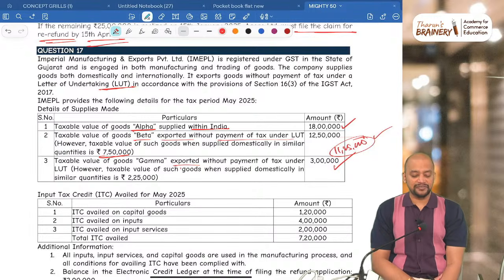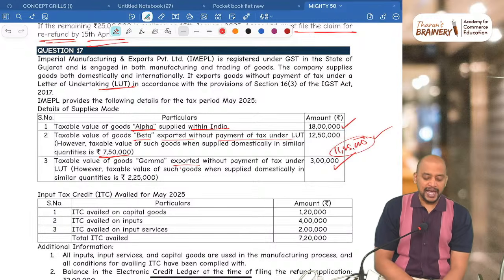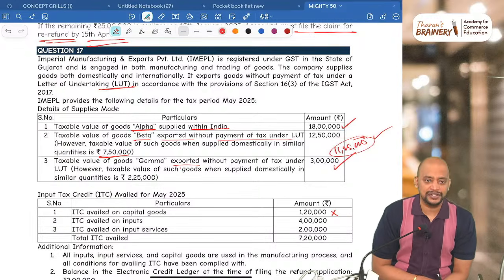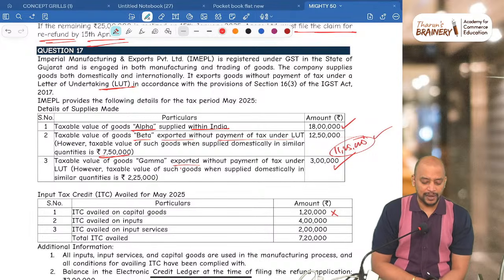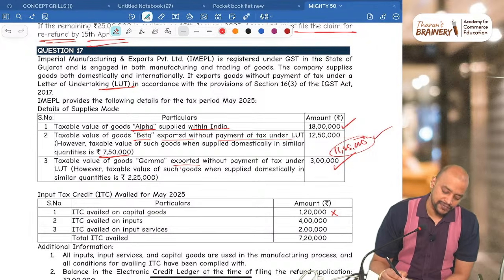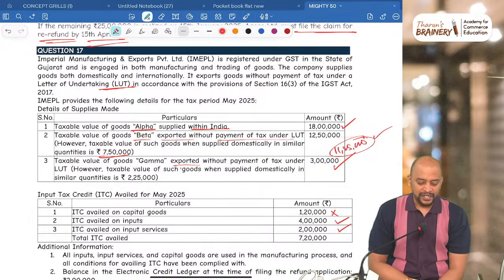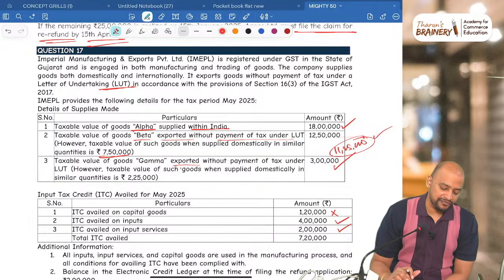Input tax credit availed for May 2025. ITC on capital goods, don't consider, because while computing the refund of unutilized ITC on account of zero rated supplies, we should not take capital goods. ITC availed on inputs 4 lakhs. ITC availed on input services 2 lakhs. So therefore, to the extent of 4 and 2, 6 lakhs we will be getting. So do the refund formula.